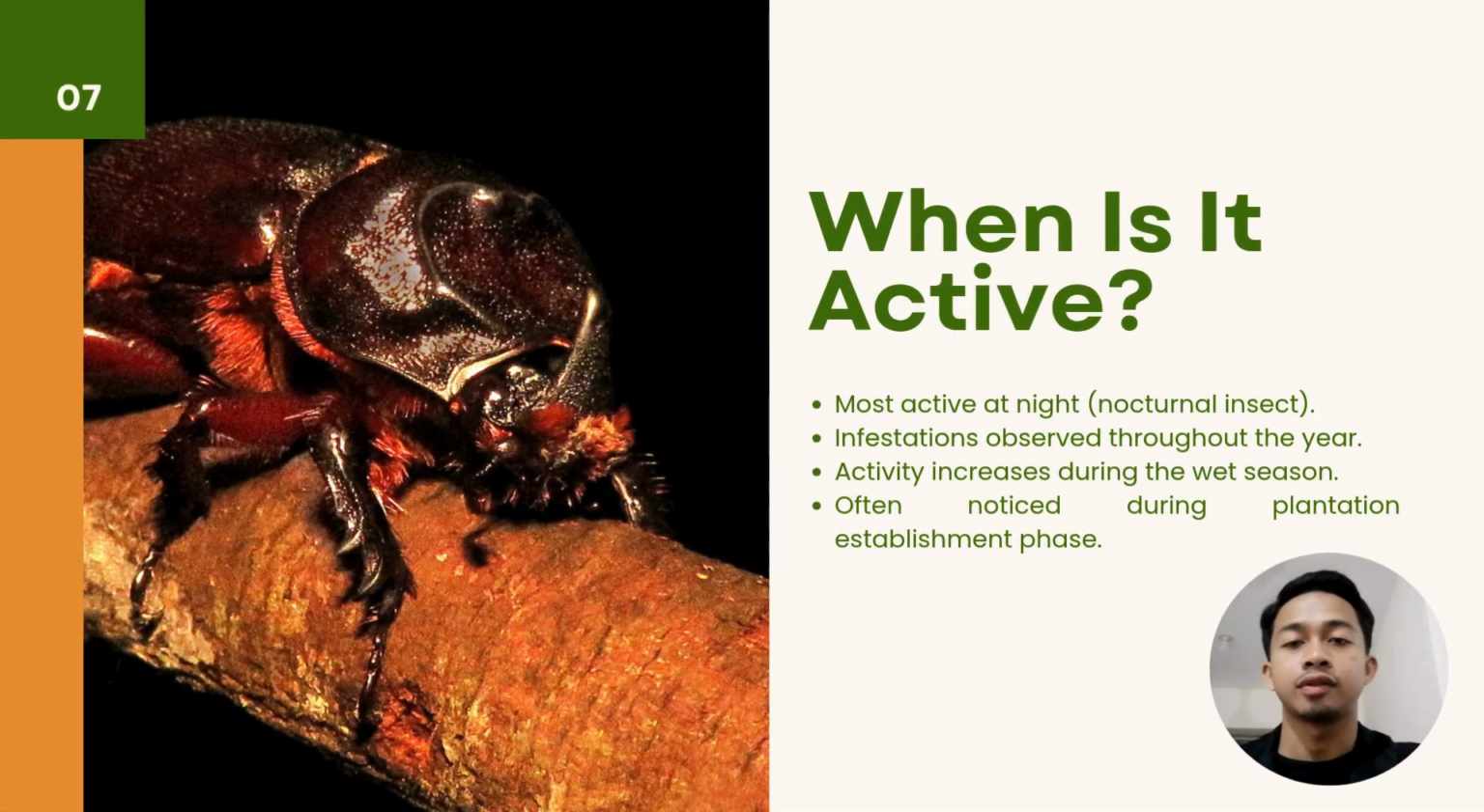When is it active? The rhinoceros beetle is a nocturnal insect, which means it is most active during the night. It usually flies from one palm to another after sunset in search of new feeding or breeding sites. The pest is present all year round in Malaysia's tropical climate, but population spikes are often observed during the wet or rainy seasons. This is because the high humidity and rainfall increase the availability of decaying material and improve the survival of eggs and larvae. Most infestations are first noticed during the early plantation phase, as young palms are more vulnerable to crown damage. Therefore, routine monitoring during the night and early morning is important for early detection.